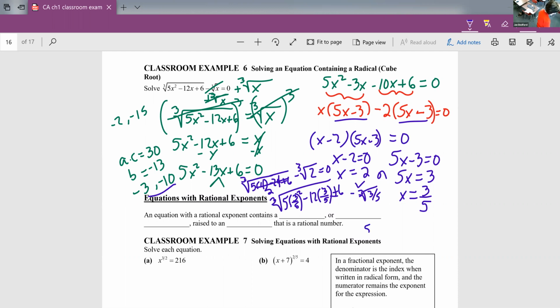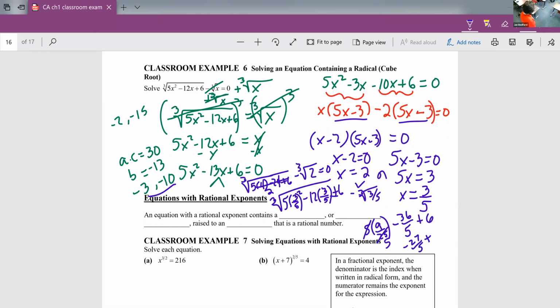So I would have 5 times 9 over 25. This is easier to do with a calculator, but I'll show you by hand. Minus 12 times 3 is 36 over 5. And then I have a plus 6 over here, right? 5 goes into 25 5 times. So 9/5 minus 36/5 is how much? I think it's a -27, isn't it, over 5?